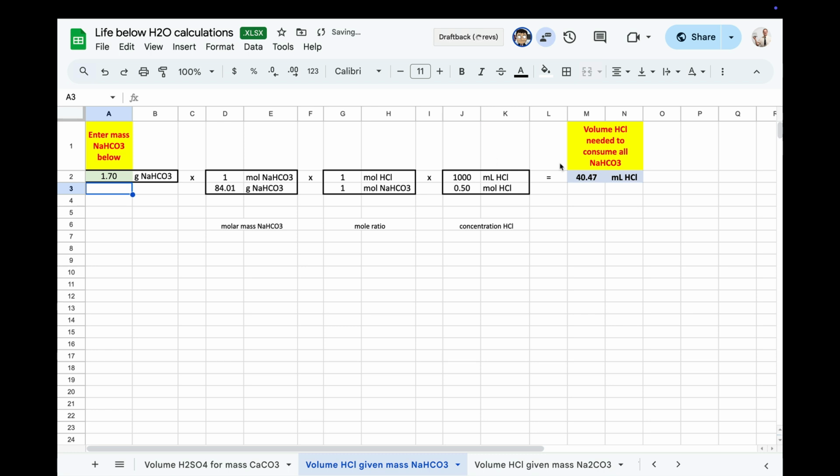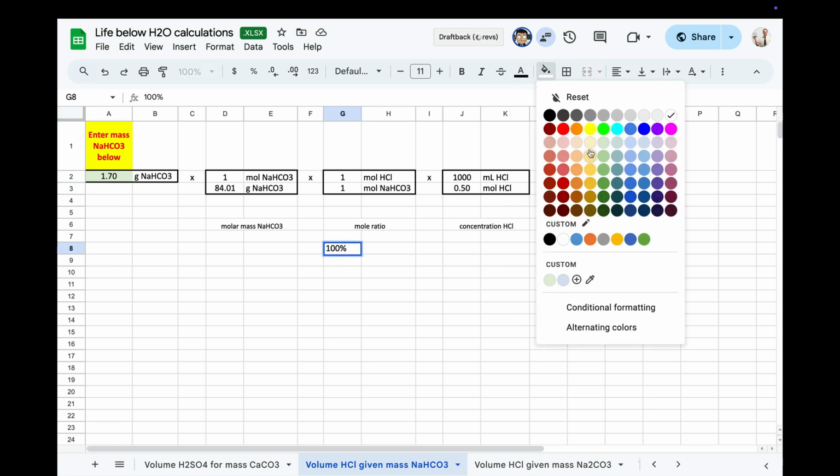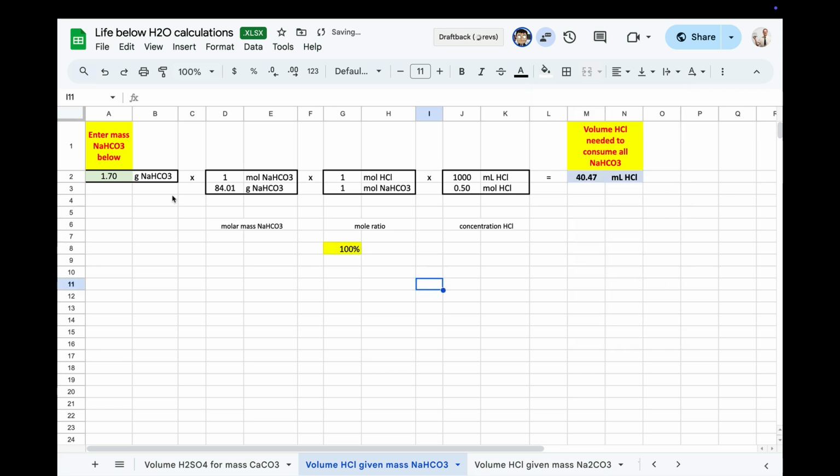Okay, that's about 40 milliliters of acid, which means that 1.7 grams of sodium hydrogen carbonate powder will react with around 40 milliliters of hydrochloric acid. This is when it reacts 100%. So let's write that down here. 100%. That's what this means.